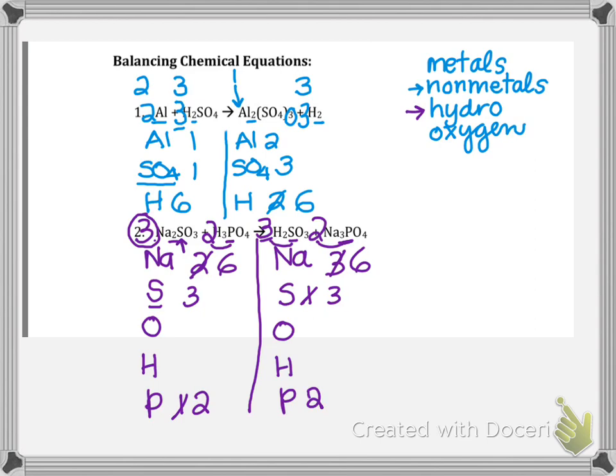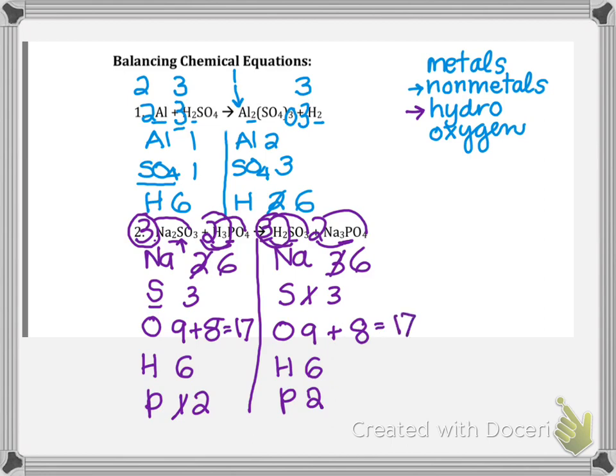So here on this side, the hydrogens right here I have 6 because it's 2 times 3. And the hydrogens right here I have 6 because it's 3 times 2. And the oxygens I'd have to add up. There's 3 times 3 there, which is 9. And then 2 times 4 there, which is 8. So I have 17. And here I have 3 times 3, which is 9, plus 2 times 4, which is 8, which is 17. So the oxygens and hydrogens balanced after I balance the metals and the nonmetals.